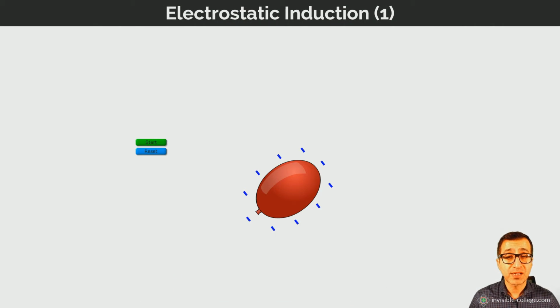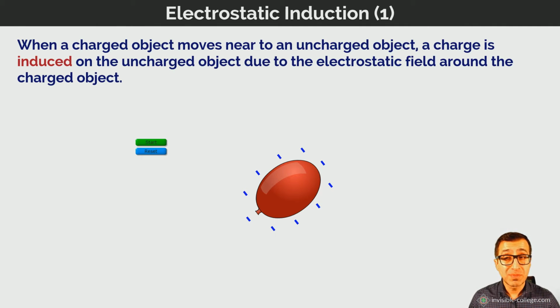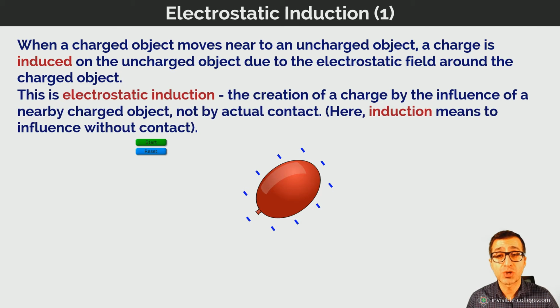So when a charged object moves near to an uncharged object, a charge can be induced or caused on the uncharged object due to the electrostatic field around the charged object. So this is called electrostatic induction. So the example that I mentioned earlier is you take a charged balloon. So for example, this is a balloon that's been rubbed against the couch cushions or against your hair. It's got an overall negative charge because it's taken electrons due to the friction of that rubbing from those other objects, and it has more electrons on its surface than it has protons.